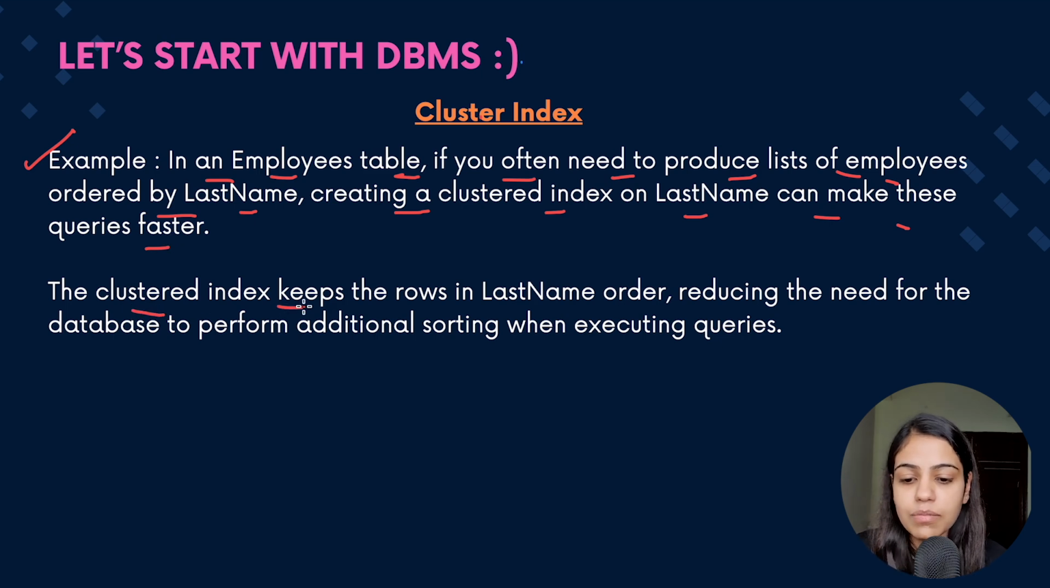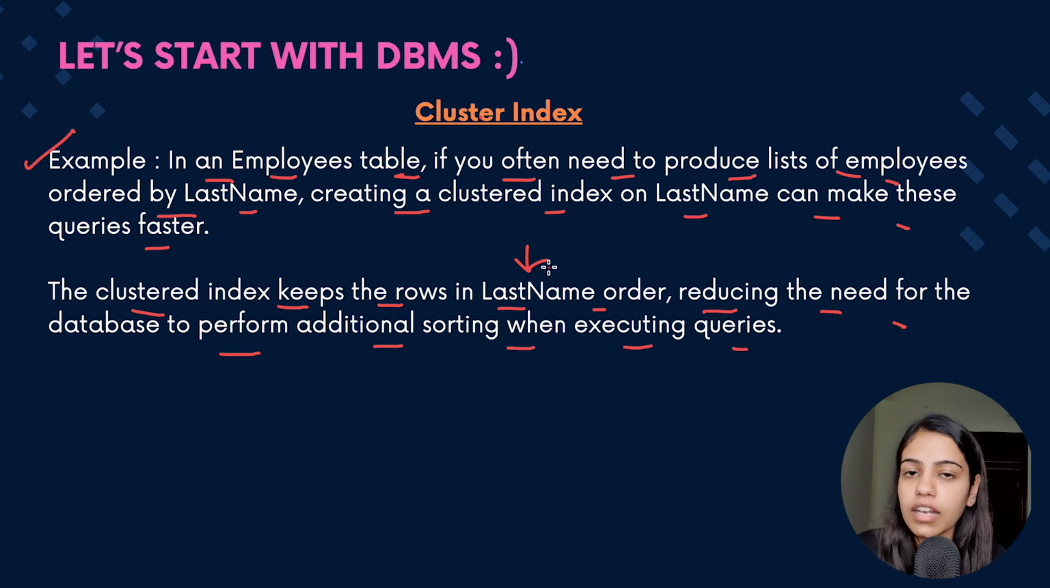Now the cluster index keeps the rows in the last name order, reducing the need for the database to perform additional sorting when executing the queries. Now we have performed the indexing on the last name, so what it will do is it will order the last name which will be present in our index table, so we don't need to perform any additional sorting operations. We can use the index table and we can perform the group by or the order by clauses there.